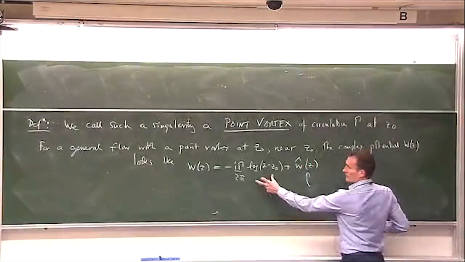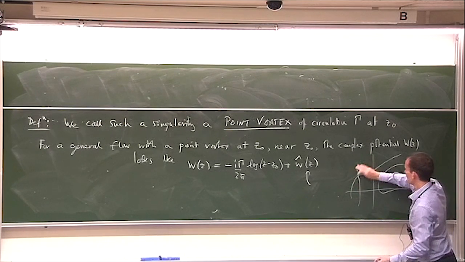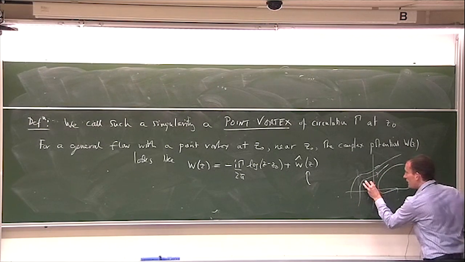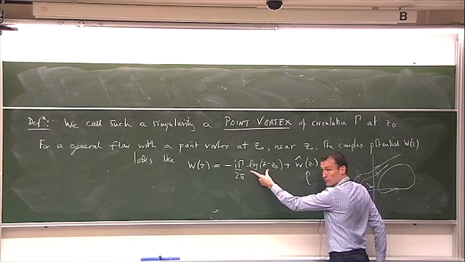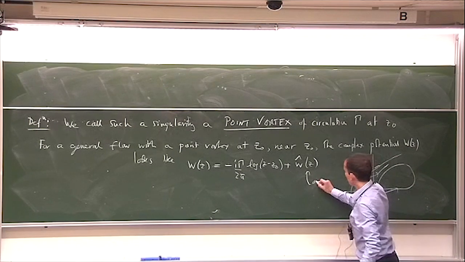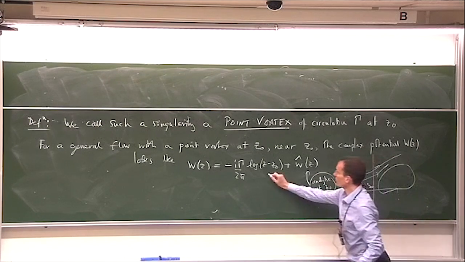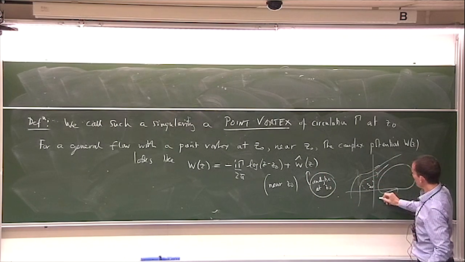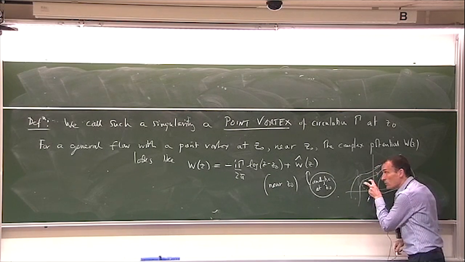Okay, so the point is, if there's some general flow, whatever, and you come across these streamlines, and I've got a point vortex sitting there, then near here, the complex potential has got to look in some neighborhood of z naught like the singularity, the point vortex, plus some other flow. This is analytic at z naught. This is just near z naught, so in some neighbourhood. Because who knows? There might be other point vortices over here, and their singularities would sit in there. But locally near to z naught, this would be an analytic function.